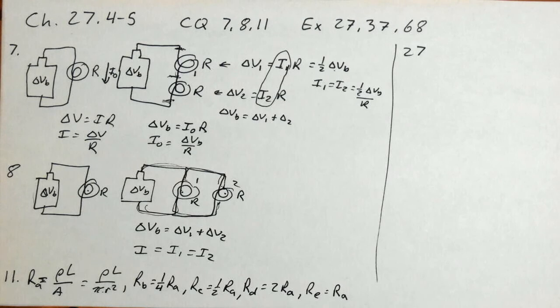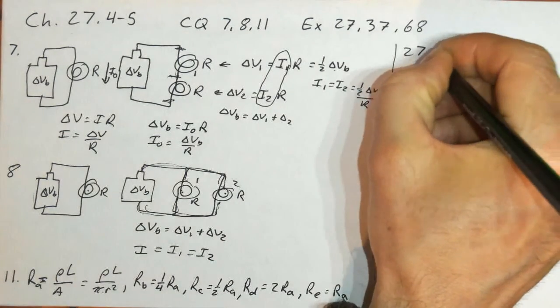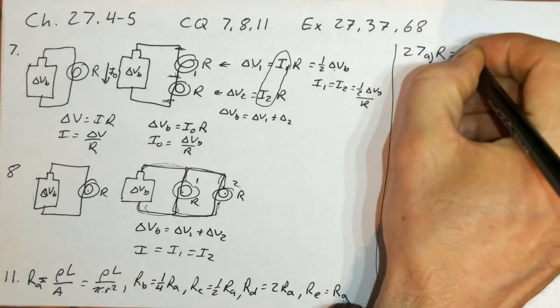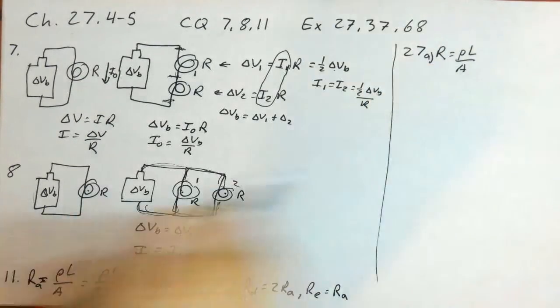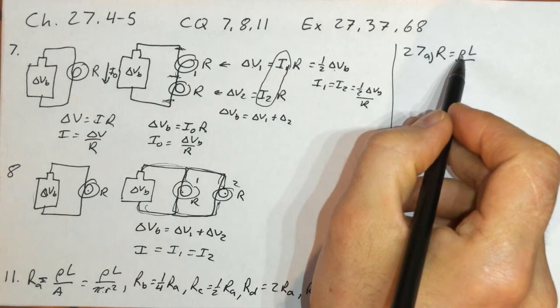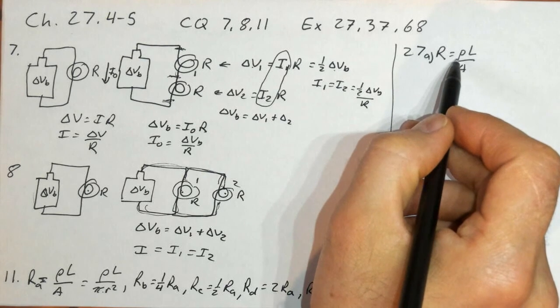So for 27, we're trying to find the resistance of a gold wire that is 2 meters long and is 0.2 millimeters in diameter, or has a radius of 0.1 millimeters. Okay, so this is a plug and chug, but there are some good ideas here. Rho L over A. First thing to look at is that we're dealing with gold. And rho is a material property.